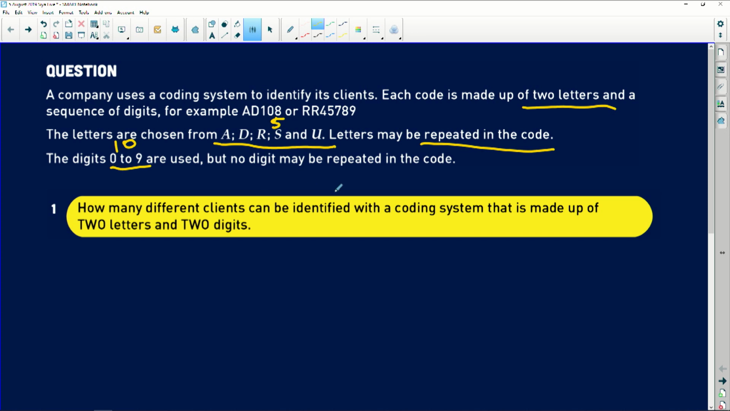But no digit may be repeated, because if you repeat a letter and you repeat a digit, it means two people will have the same code. But we're trying to identify them as new clients or something like that. So we're trying to make them different.